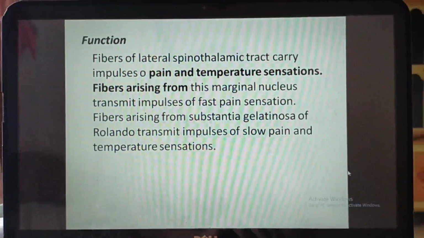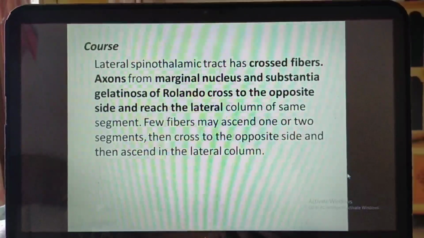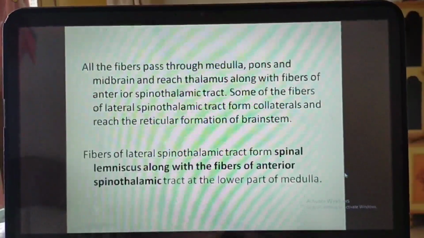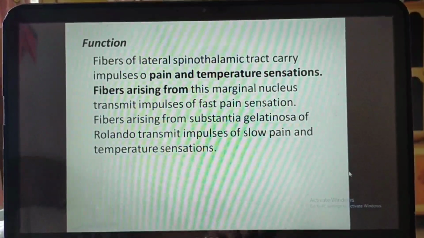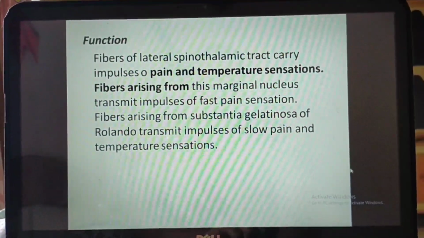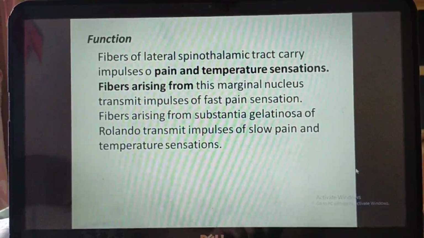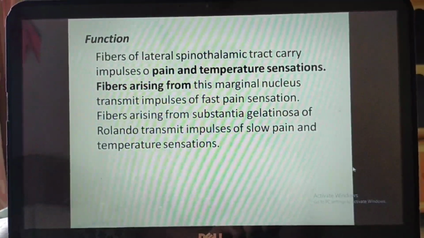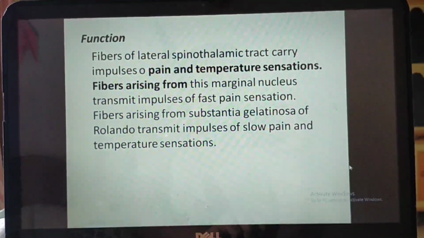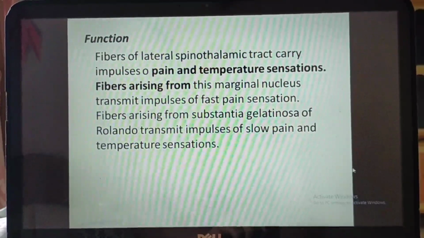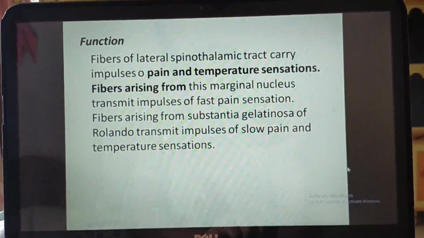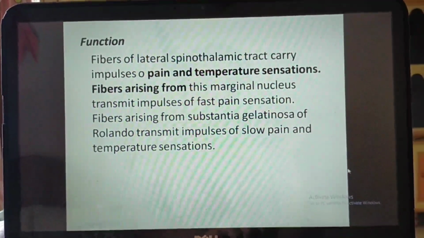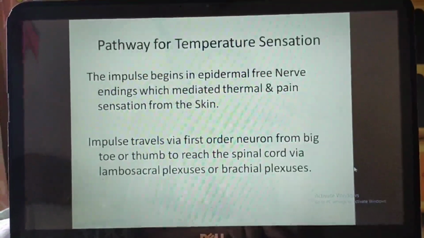This is the function of lateral spinothalamic tract. Fibers of lateral spinothalamic tract carry impulses of pain and temperature sensations. Fibers arising from the marginal nucleus transmit impulses of fast pain sensation. Fibers arising from substantia gelatinosa of Rolando transmit impulses of slow pain and temperature sensations.